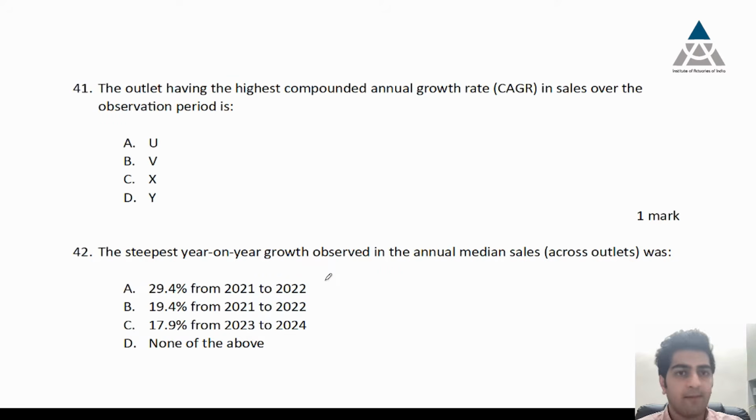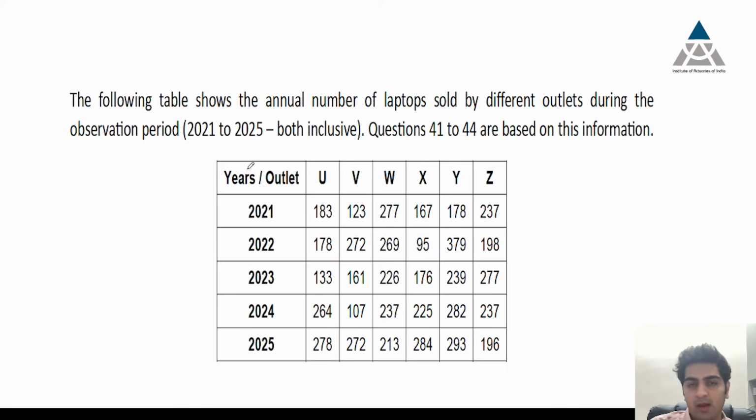So the first question: the outlet having the highest compounded annual growth rate, CAGR, in sales over the observation period is... Okay, so you want to see which store had the highest annual growth rate. Just like the August 2025 one, this is the same average annual growth rate, which is the compounded one. Now, here you can directly go and calculate 278 upon 183 and then raise to 1 by 5, just like we did earlier.